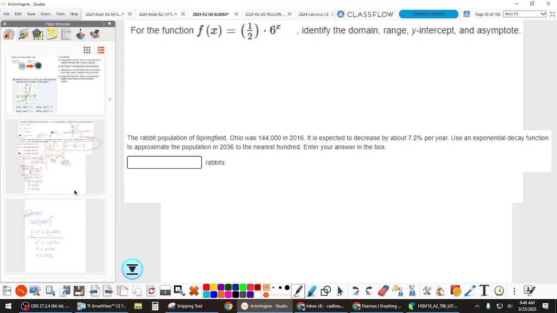All right, for this first one, just 1/2 times 6 to the x. We're identifying domain, range, y-intercept, and asymptote. Okay, so we're thinking graphing. This is just a quick review of that.